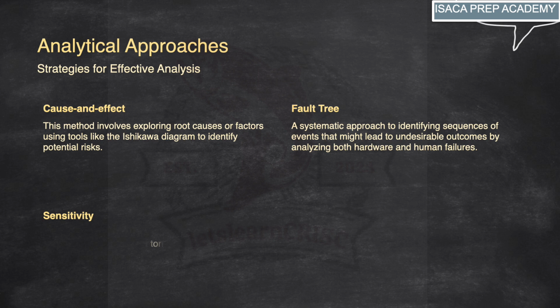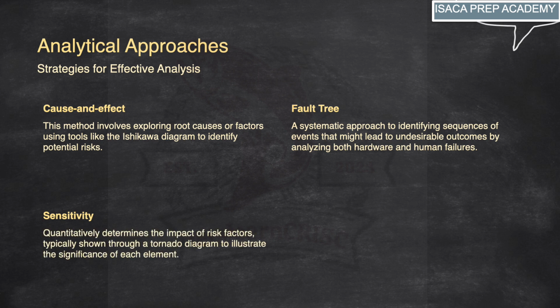Next, about the sensitivity. Friends, sensitivity is all about understanding how much each risk factor can affect a situation. It's like figuring out which parts of the recipe are the most important for making a cake taste good. So in risk management, we use tools like the tornado diagram to show us which factors have the biggest impact.